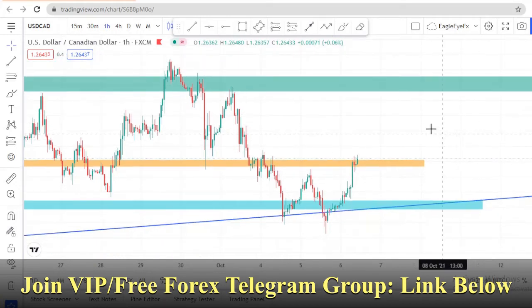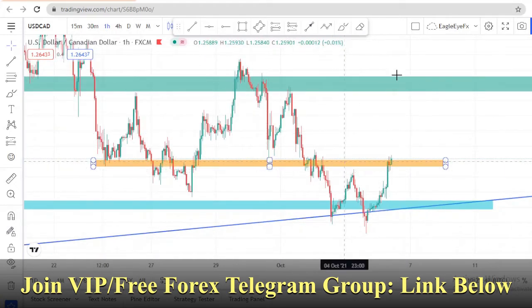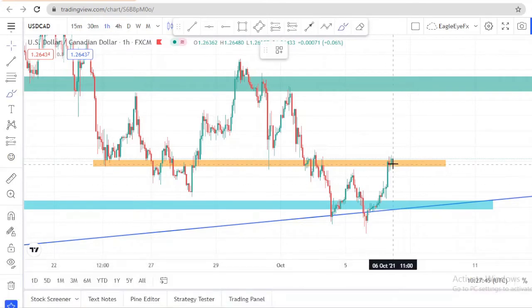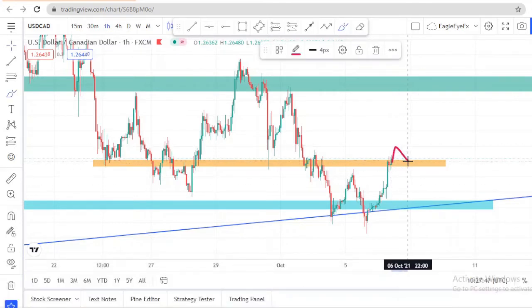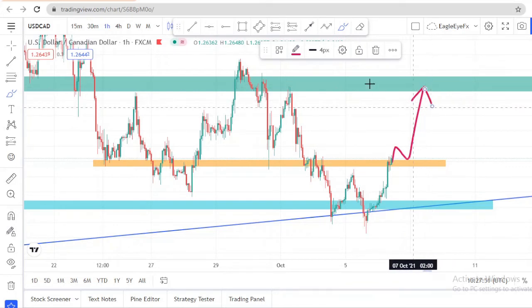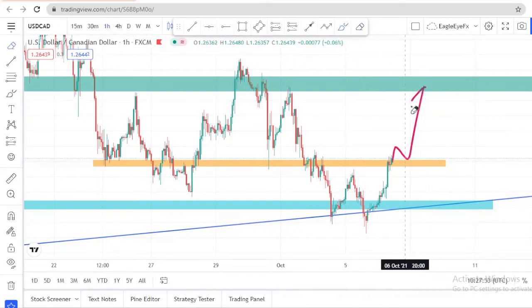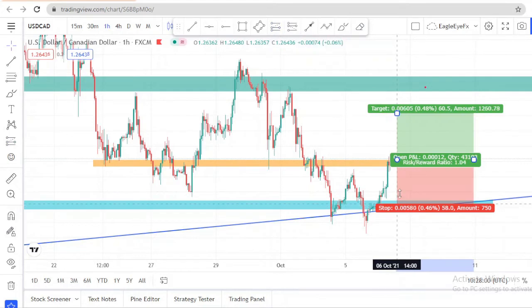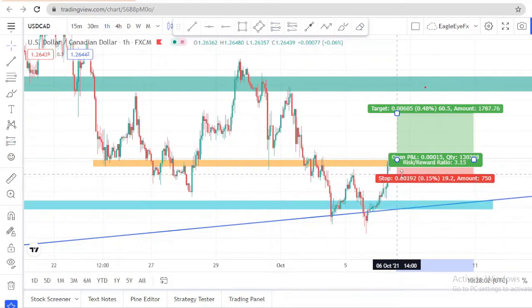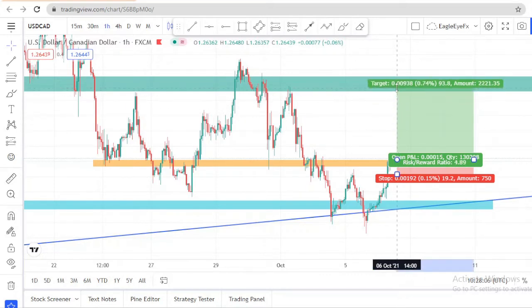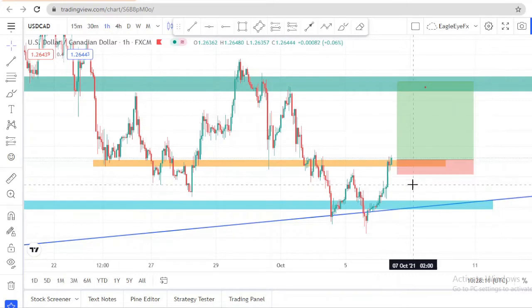So if it breaks that level, then maybe if you want more confirmation, you can wait for a break and a retest before going long, before entering your buy positions. All right, so if it does that, then you can enter your buy here, then just put your stop loss just below these ones over here, and then you can see that you can target almost 5 times actually.